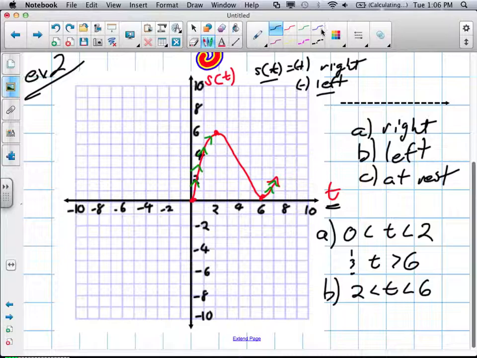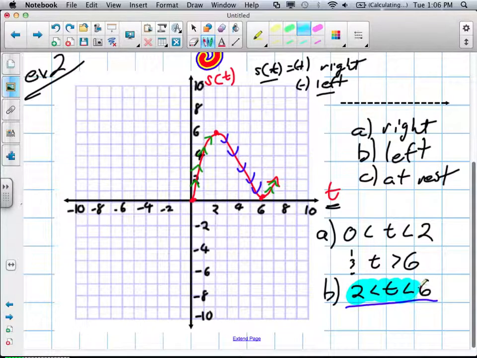Okay? So in other words, we'll put blue for the left. This means it's heading to the left. Okay? So we'll underline that in blue, or highlight in blue. That'll be better. So blue is left. Green is to the right.